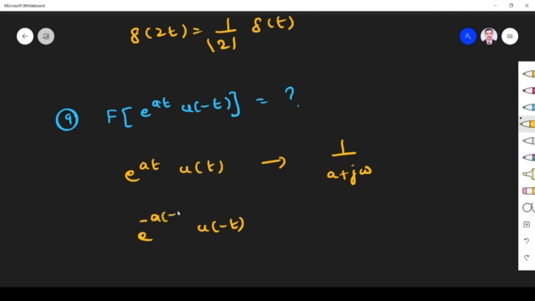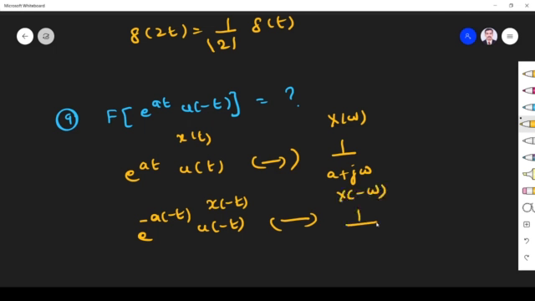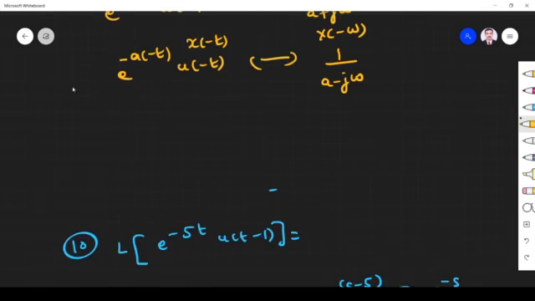Reversed. So I write everything reversed, which means I can apply the time reversal property of Fourier transform. If x of t corresponds to X of omega, then e power minus a minus t is x of minus t, and its Fourier transform is X of minus omega. So it is 1 by a minus j omega. Fine. So simply use the property and do that. Don't use integration at all.